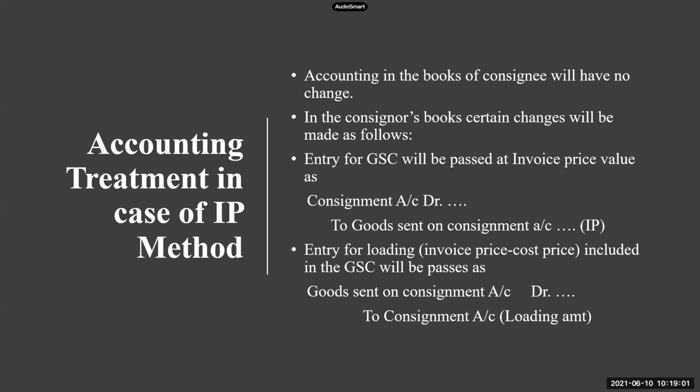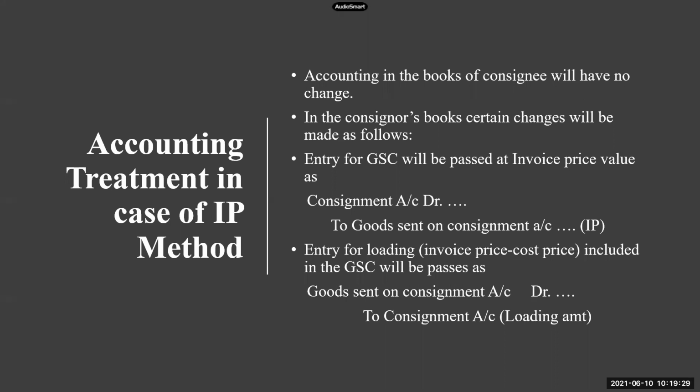So there is only one difference. There will not be any change in the books of the consignee, right? The consignee only prepares one account, which is called the consignor account. He will not have any change whether you are sending goods at cost price or at invoice price. So his account remains the same. You need not bother about the consignee's books. Leave it apart.